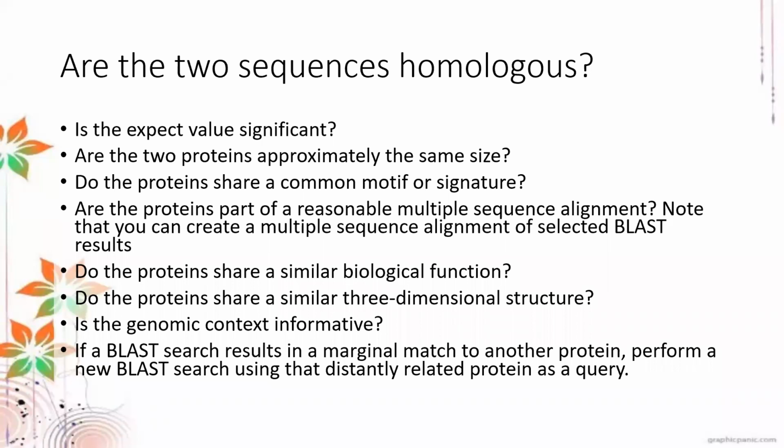Do you have a significant expect value? Are two proteins approximately the same size? Do they have common motifs or signatures? Are the proteins part of a multiple sequence alignment? If you have a multiple sequence alignment, do they share similar biological functions? Do they have the same 3D structure? Do they have informative genomic context? And if the BLAST search results in a marginal match, you can start a new BLAST using that distantly related protein as your query. So these are some things you should consider.